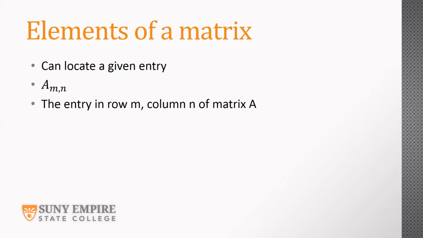But what about the numbers inside the matrix? How can we identify each position inside the matrix? We do so with the notation capital A sub M, N. This means we want the number that is in row M and column N of matrix A. Let's look at an example.